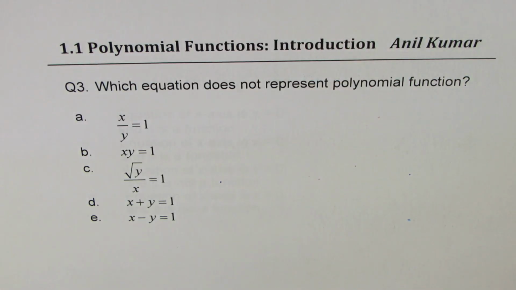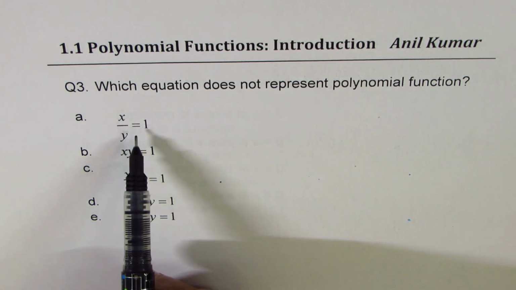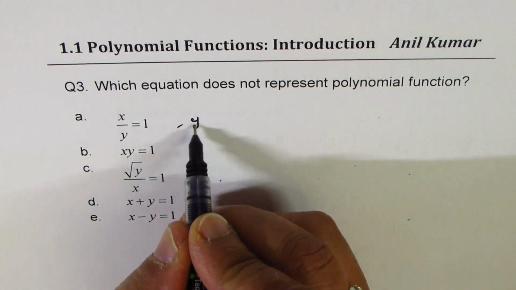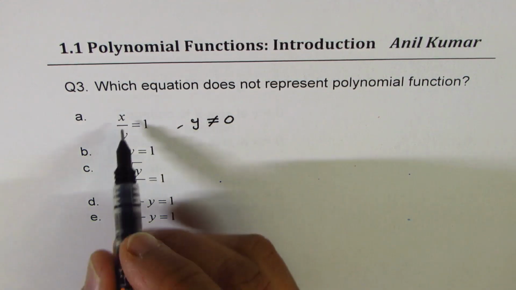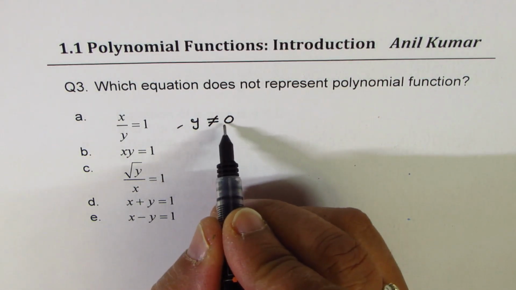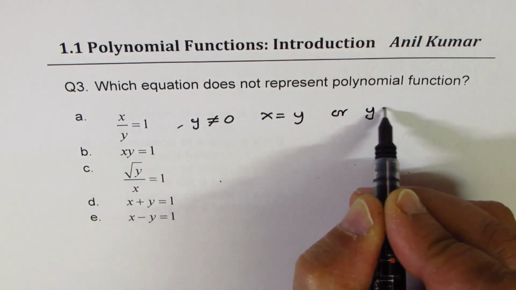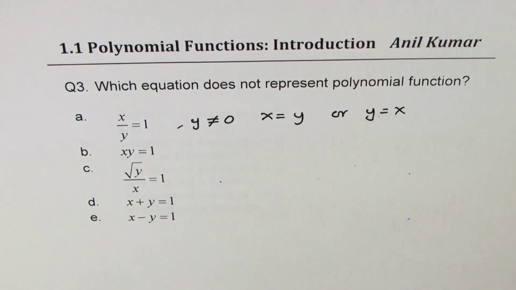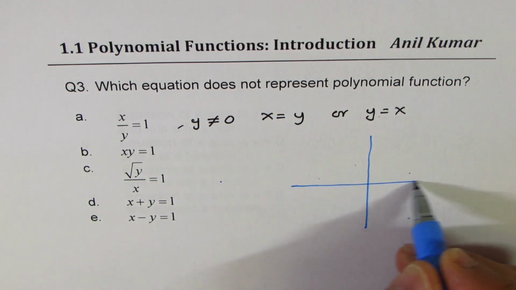Okay, question number 3. Which equation does not represent polynomial function? Now here, you may have to rearrange your equations. When I say x over y equals 1, it really means that y is never equal to 0 because it is in the denominator. You cannot divide by 0. But you could write this as y not equal to 0, but x equals y, or y equals x, right?